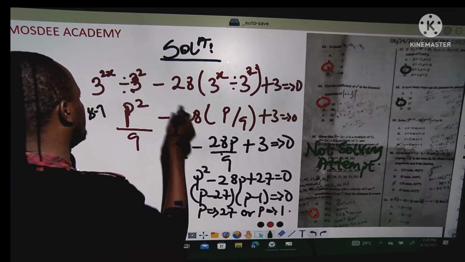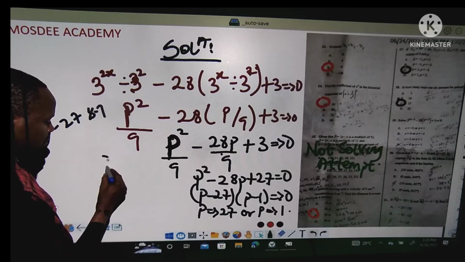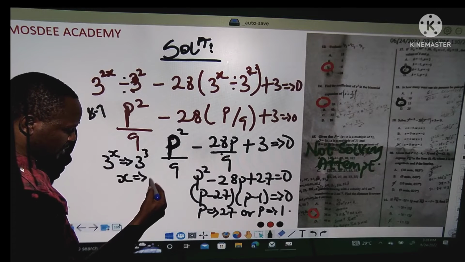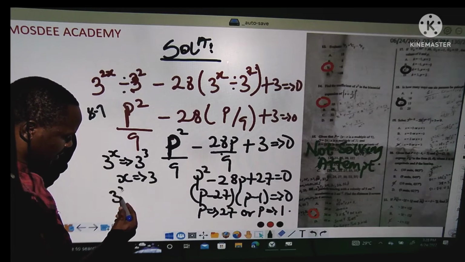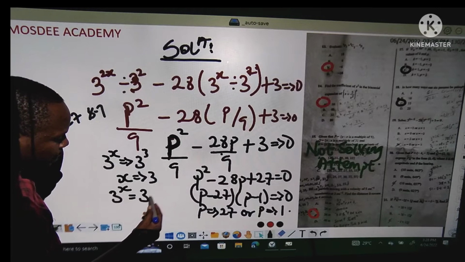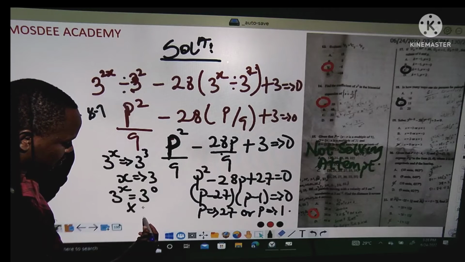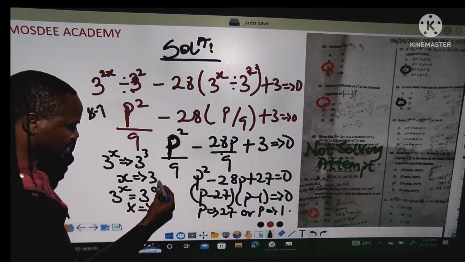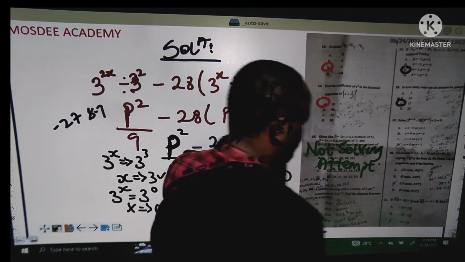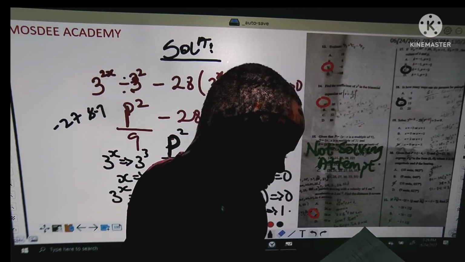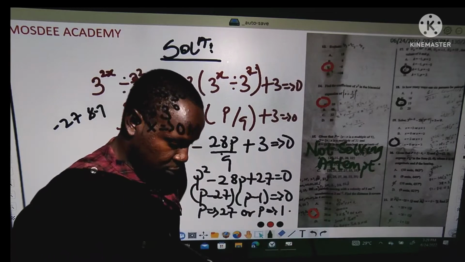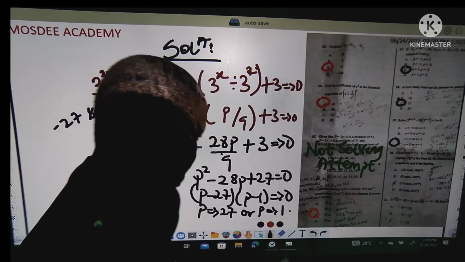Remember, we used p equals 3 raised to power x. So 3 raised to power x equals 27, which is 3 raised to power 3, so x equals 3. And the other one, 3 raised to power x equals 3 raised to power 0, which is 1, so x equals 0. So x equals 3 and 0. That's option D. So the answer is D, 3 and 0, not minus 3.